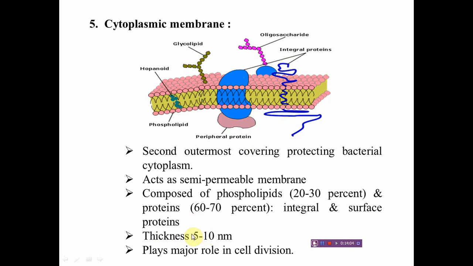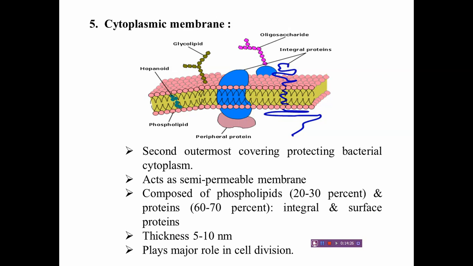The thickness of the bacterial cytoplasmic membrane is 5-10 nanometers, and its main job is to regulate the movement of solute across it. So the inflow of nutrients and the outflow of waste is regulated by the cytoplasmic membrane.